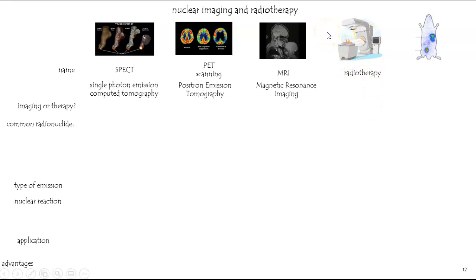Radiotherapy, which is still a common technique for cancer therapy. And an experimental technique we'll have a look at is called targeted alpha therapy, which shows some great promise. So let's take a look at the first three imaging techniques first.